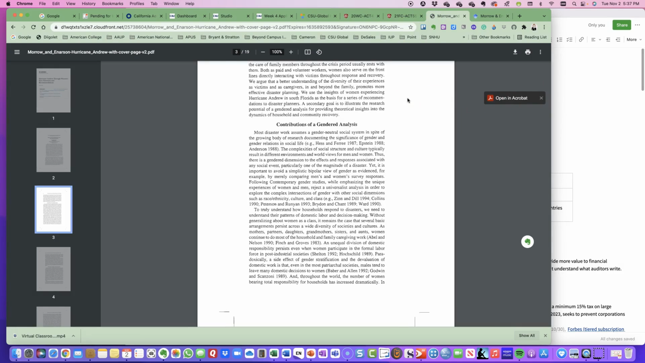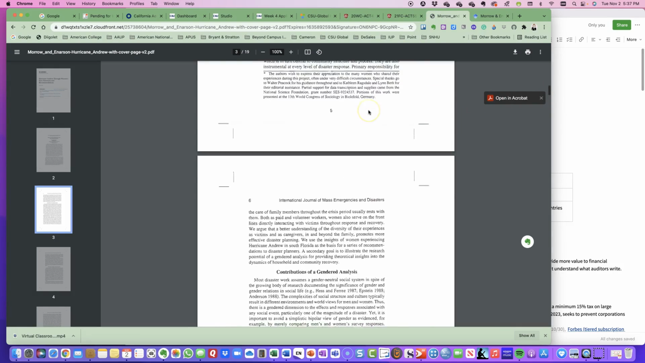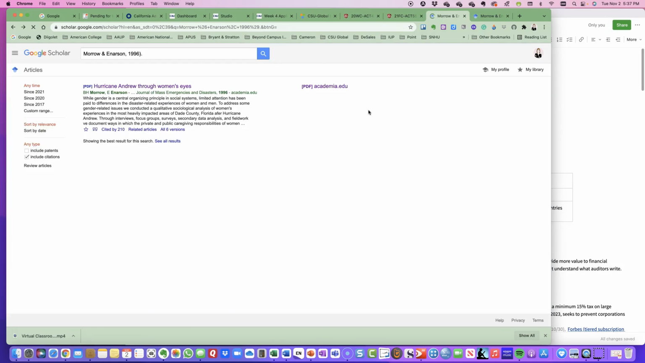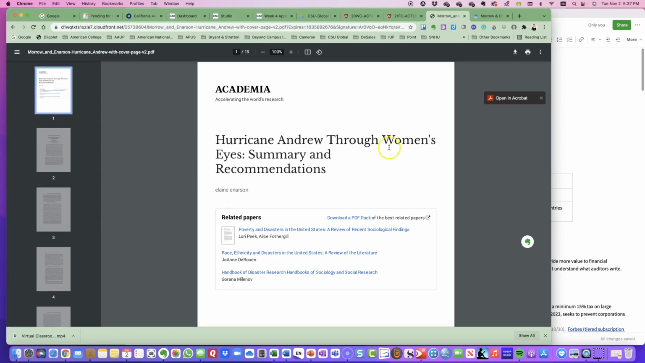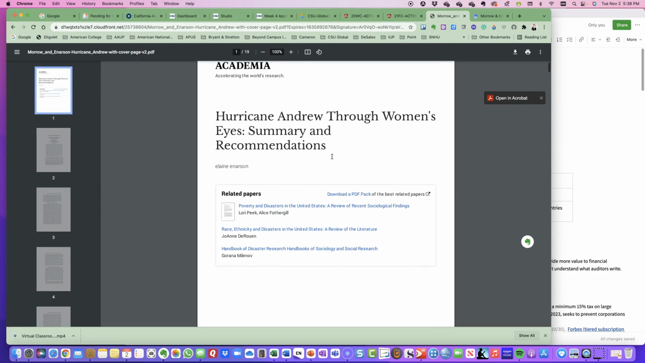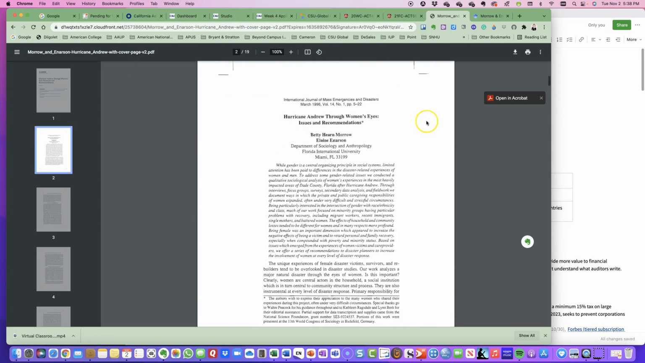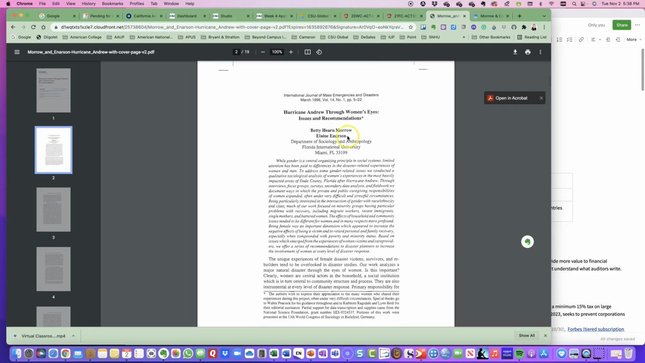And this is quite typical of a manuscript in publication. So I'm going to go back a little bit. So here is Hurricane Andrew through women's eyes, the summary and recommendations. And then you see here that it was published in the International Journal of Mass Emergencies and Disasters. And here you see Betty Hearn Morrow and Elaine Enarson, and they were also part of the Department of Sociology and Anthropology at Florida International University.